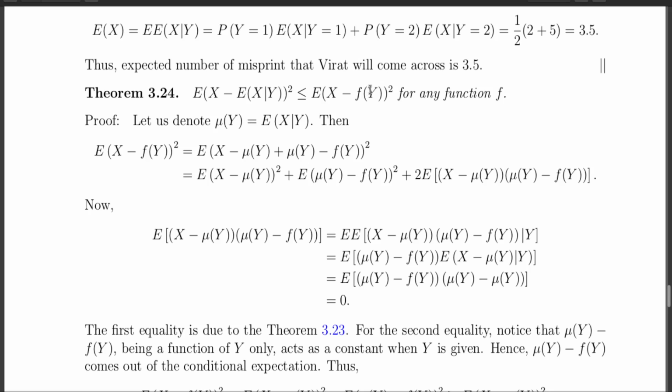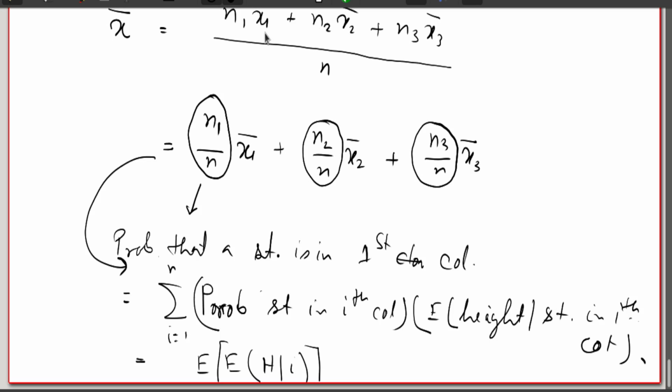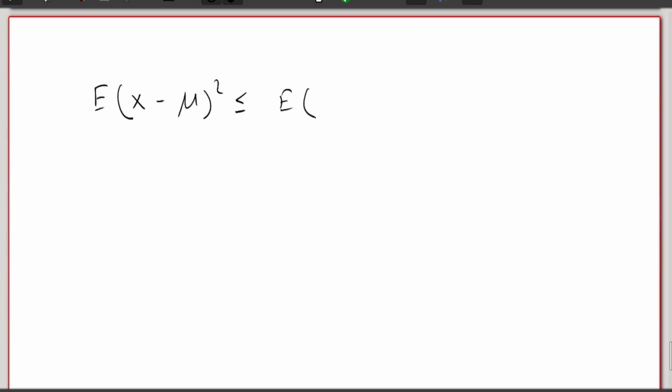When we do the random variable, not the conditional one, what we have seen is that the expectation of (X minus mu) whole square is less than or equal to the expectation of (X minus a) whole square, where mu is the expectation of X. We have seen this for all a belonging to R.